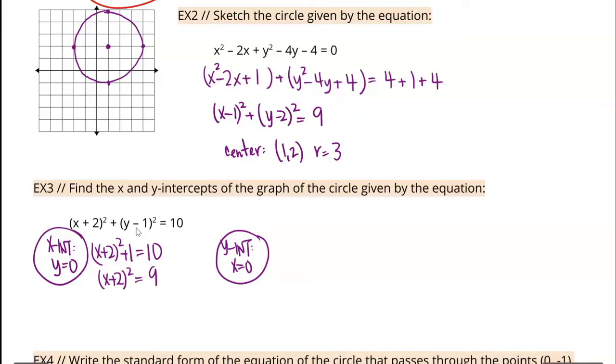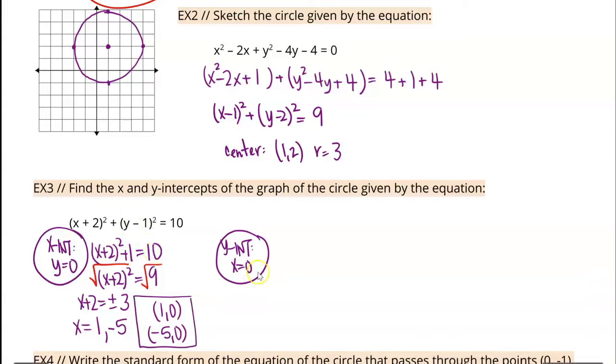Take the square root. Make sure that I use both the positive and negative versions. So this will be x plus 2 equals positive and negative 3. And then we'll solve those. I'm going to subtract 2. So if it were positive 3 minus 2, it would be 1. And if it were negative 3 minus 2, it would be negative 5. So that results in 2 points. We'll have an intercept at 1, 0, and another one at negative 5, 0. So those are the two x-intercepts.